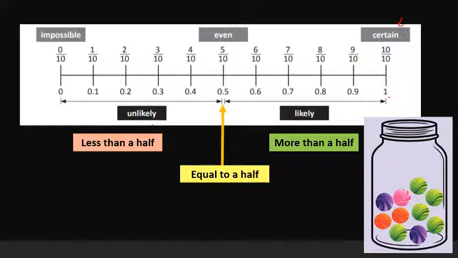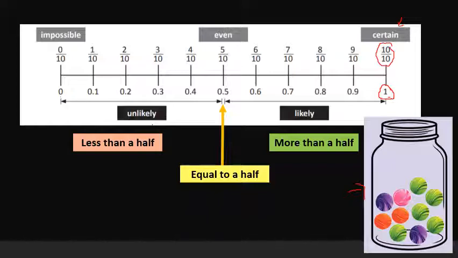So yesterday when we looked at this example of the marbles in a jar, we saw that the chance of drawing a marble out of that jar is 10/10, because there are 10 marbles. If you put your hand in there and draw a marble out, the likelihood of it being a marble is 10/10. Therefore, it's got a likelihood of 10 tenths or 1, therefore it is certain. It's certain you'll draw a marble out.